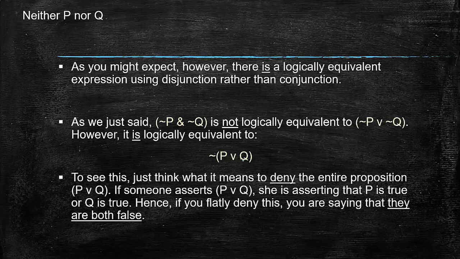To see this, just think what it means to deny the entire proposition P or Q. If someone asserts P or Q, she is asserting that P is true or Q is true. Hence, if you flatly deny this, if you negate it, you are saying that is not the case. It is not the case that P is true or Q is true. In other words, they are both false.